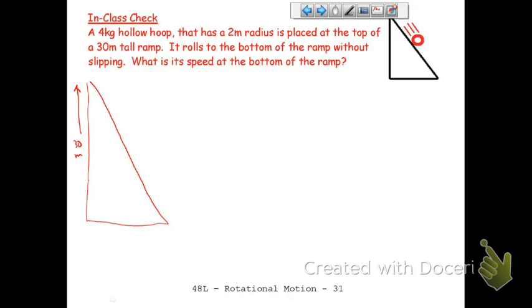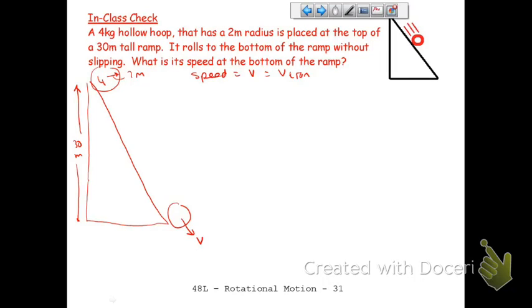2 meters. 4 kilogram. What is the speed? V, speed, equals V, which equals V trans. I'm just not worried about its sign or its direction. Yeah, the speed is the velocity without the direction.